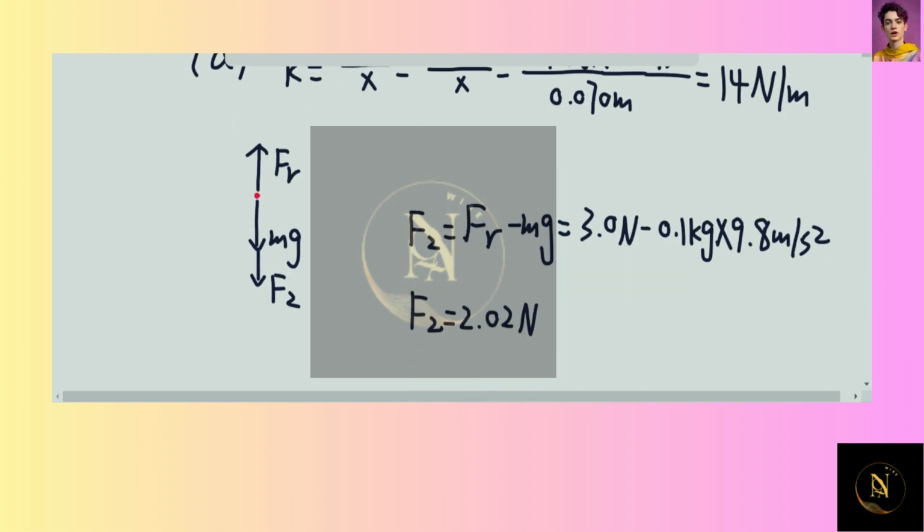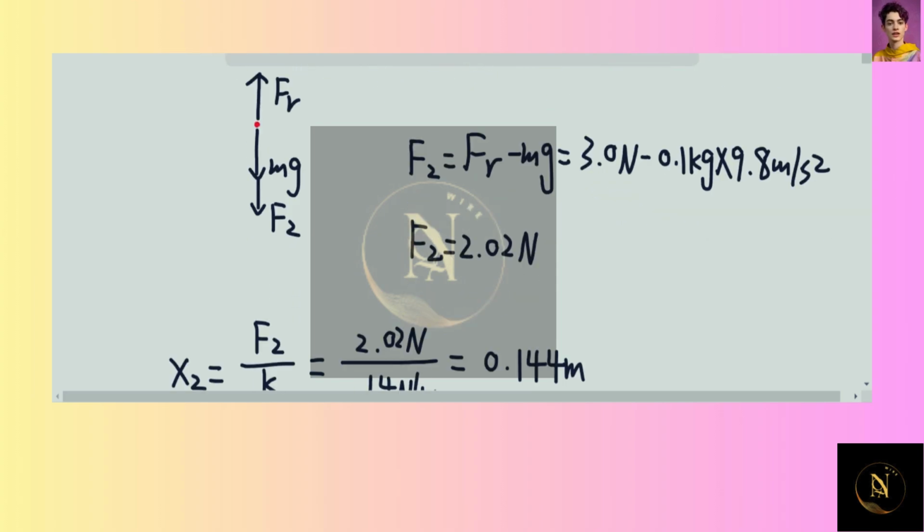And here is the free body diagram I drew for this question. There's a restoring force pointing upward when we pull the spring to the downward position. In the downward position, there should be gravity and the force that we apply, which is F2 here. So F2 is equal to the restoring force minus mg. When the restoring force is 3 Newtons, mg is equal to 0.1 kilograms times 9.8 meters per second squared, which gives us an applied force of 2.02 Newtons.